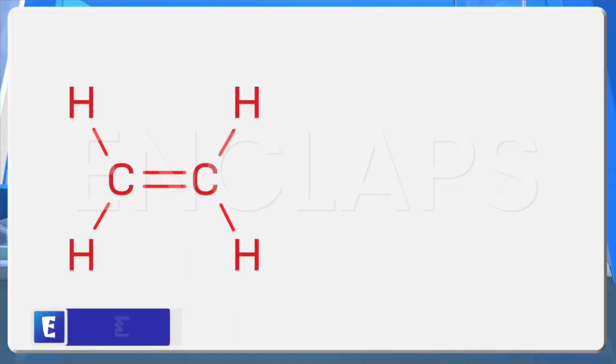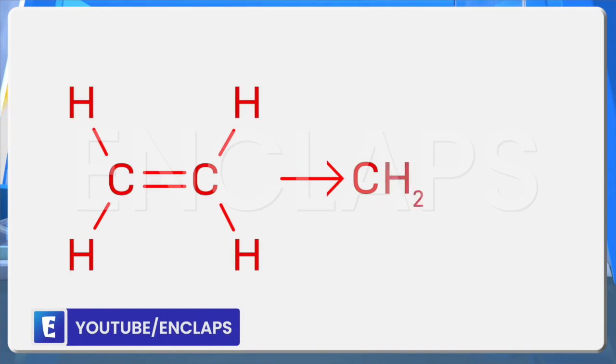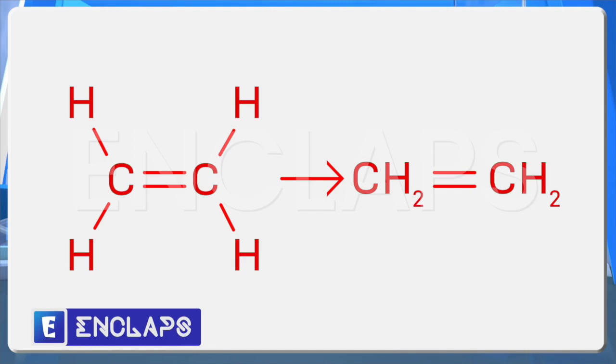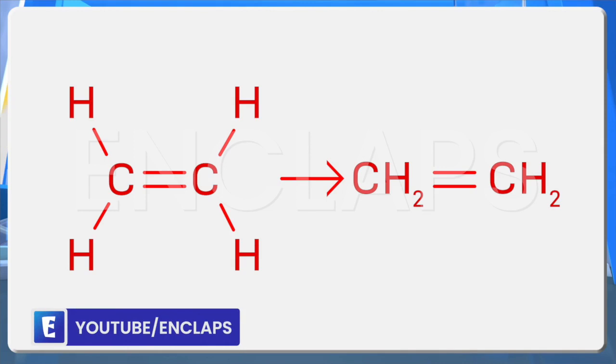Then what about the second compound? First carbon atom C. Then there are 2 hydrogen atoms in that carbon atom. So CH2. Then there is a double bond between the 2 carbon atoms. So put double bond. We get CH2 double bond. Then next carbon atom C. Then there are 2 hydrogen atoms in that carbon atom. So CH2. What is the condensed formula of that compound? CH2 double bond CH2.